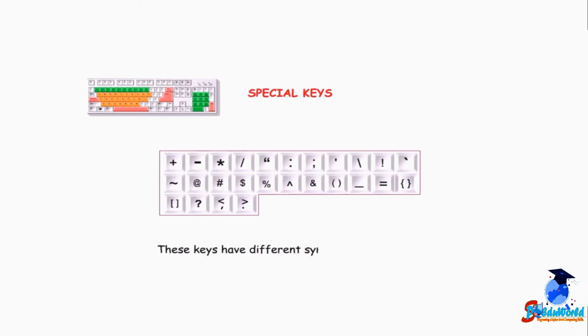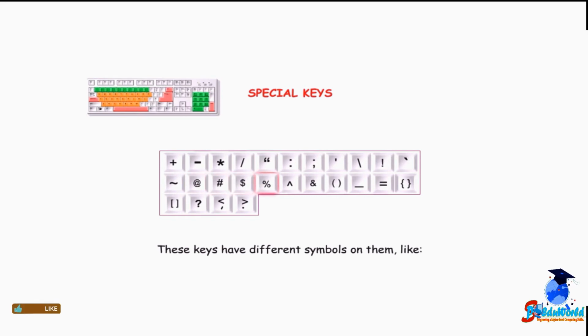What are the special keys? These keys have different symbols on them, like plus, minus, multiplication, forward slash, double quote, colon, semicolon, single quote, backslash, asterisk, caret, apostrophe, at, hash, dollar, percentage, exponential, and, parenthesis, underscore, equal to, curly braces, square braces, question mark, smaller than, greater than, full stop, comma.